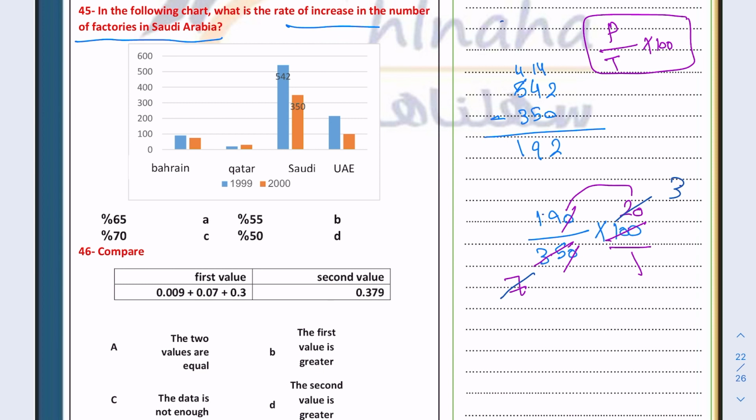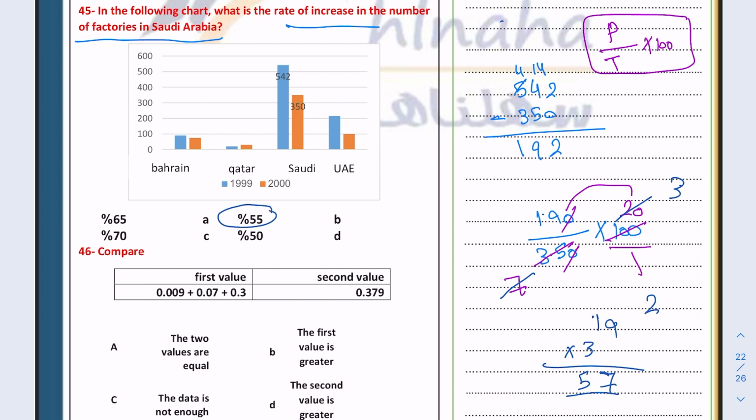3 times 19 will be 19 times 3. 3 times 9 is 27, 7 and carry up 2. 1 times 3 is 3, and 2 is 5. It's 57. Which number here is close to 57? It's only 55.